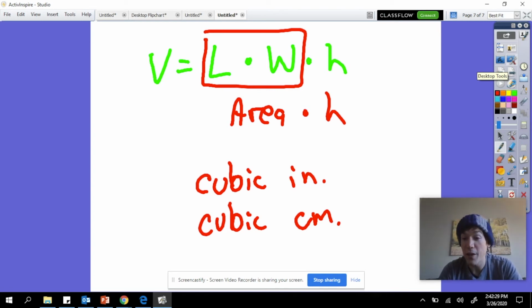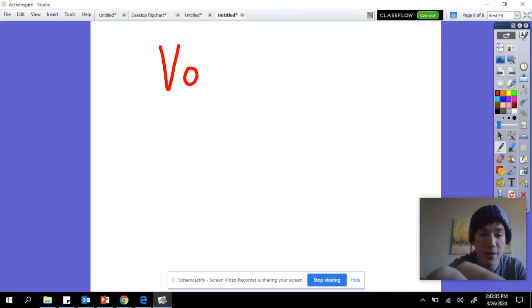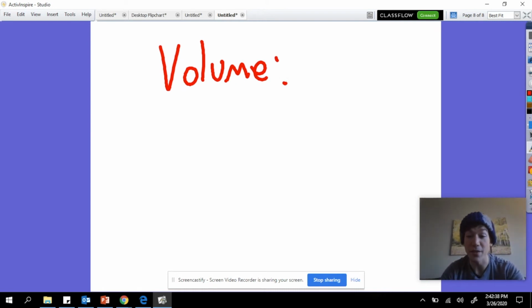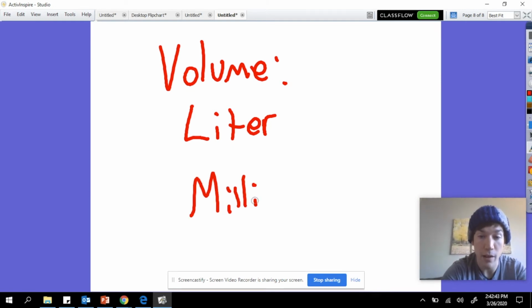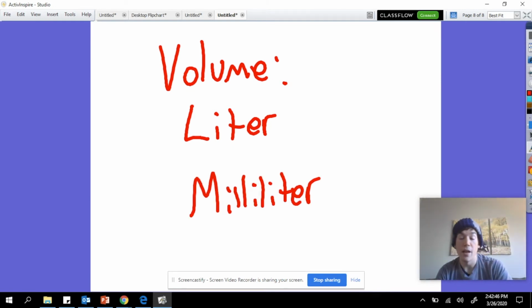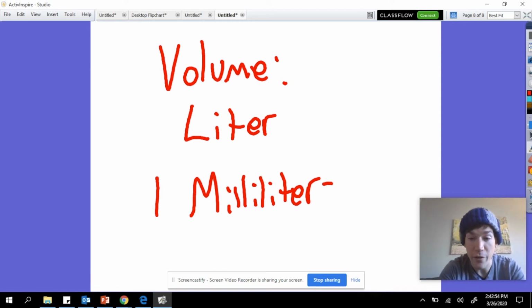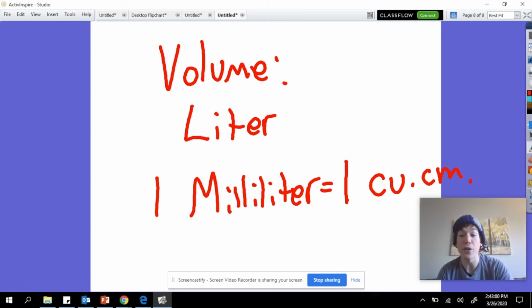I also want you to think, when you're thinking about volume, also think about how volume looks in the metric system where we're talking about liters or milliliters. And thinking about how that relates back then to linear volume, remember that we said that 1 milliliter is mathematically equivalent to 1 cubic centimeter. If we took a cubic centimeter and completely hollowed it out, it would fit exactly 1 milliliter of liquid. So thinking about how those two things are related as well.